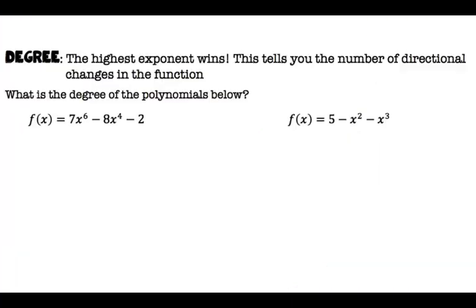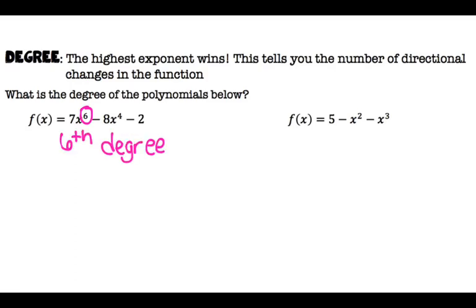All right, so the degree is the highest exponent wins. This tells you the number of directional changes in your function. So what is the degree of the polynomials below? The first one I have is f of x equals 7x to the 6th minus 8x to the 4th minus 2. Well, the biggest exponent it has is 6, so it's a 6th-degree polynomial.